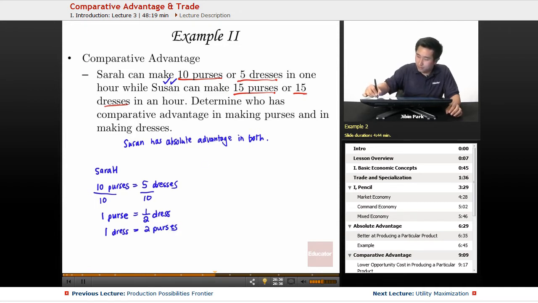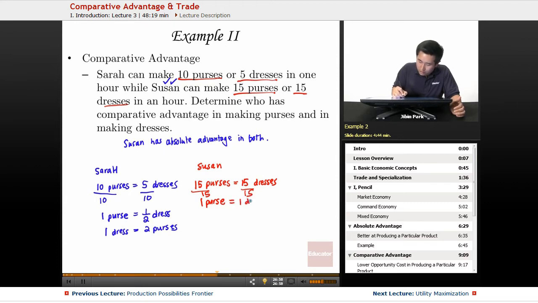And you do the same thing for Susan here. Find the same equality here. And her situation is actually really easy here, because 15 purses equal 15 dresses. So you have a 1-to-1 ratio here. So you can divide here. You're dividing by 15 actually. So 1 purse equals 1 dress, and 1 dress equals 1 purse. It'd be silly to rewrite it, but let's go ahead and rewrite it. 1 dress equals 1 purse.